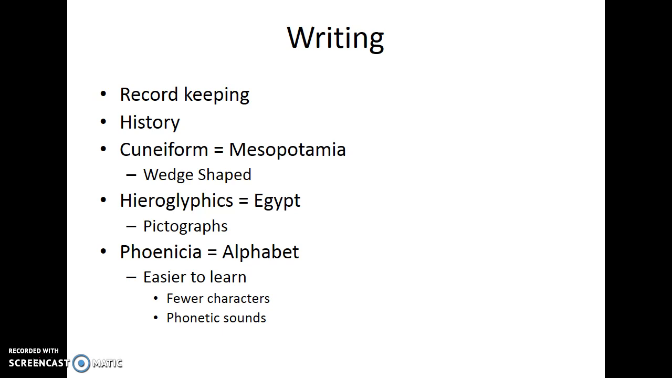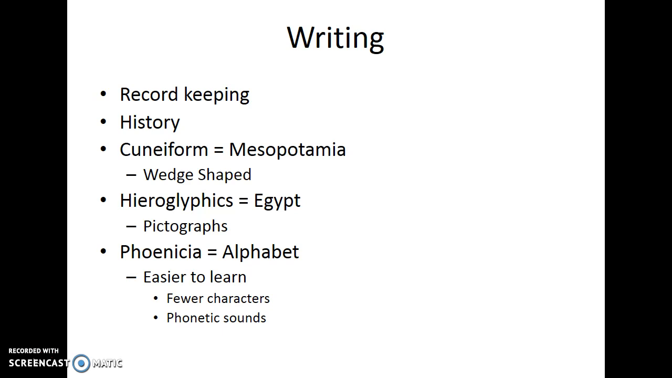Now, in Phoenicia, they developed a system of writing which was named after its first two letters. The first two letters in the Phoenician alphabet were Aleph and Bet. So that's where we get this term alphabet. What made the Phoenician alphabet superior to both the Mesopotamian cuneiform and the Egyptian hieroglyphics was the fact that it was phonetic.